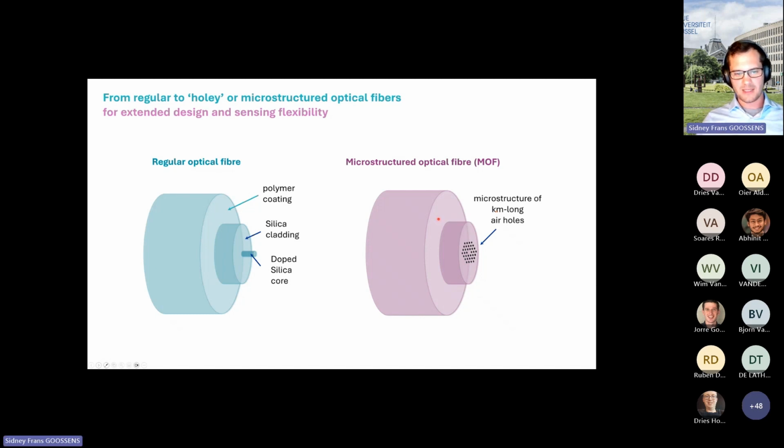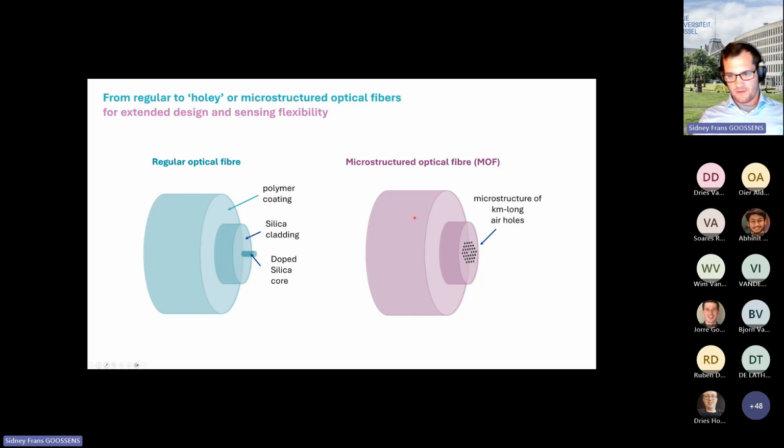Well, as I explained a few slides ago, a classical typical telecommunication optical fiber has 2 parts. You have the core, in which the light is guided, and you have the cladding, which makes sure that the light is confined to the core. And typically around that you also have a coating, of course, to protect the optical fiber. Now, core and cladding are both made from silica glass, so the whole optical fiber is made from glass.